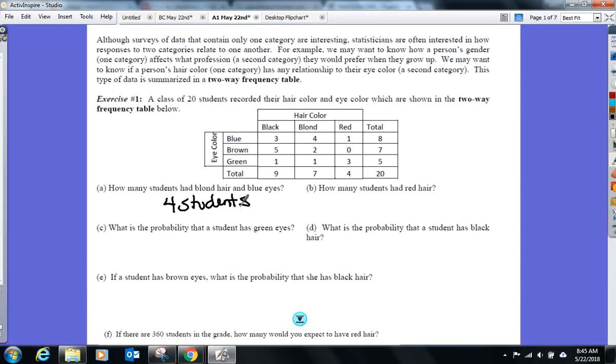I don't want to go by too fast. Are we okay? How many had red hair? Now we're talking just red hair. So now I just have to look in the red hair column, and there's how many total that have red hair? 4.